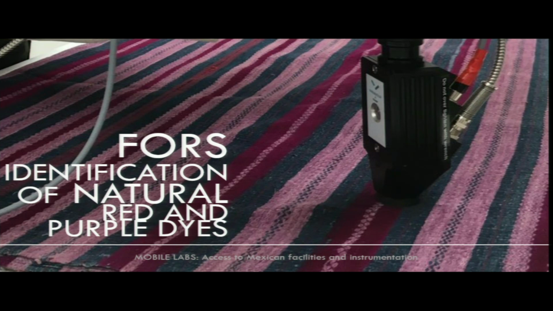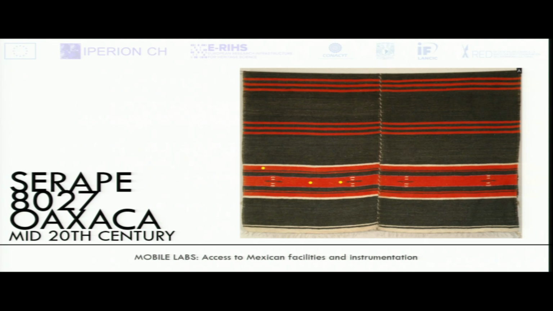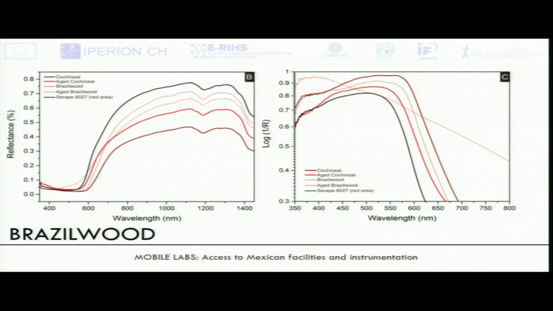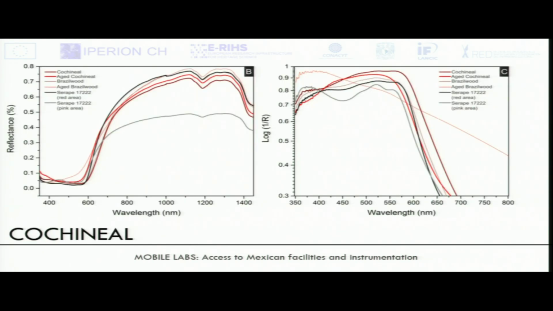And this is part of what we did only on textiles. We studied a set of historical textiles here in Mexico City. And we were able to identify not only cochineal but also Brazilwood. It's another red dye that sometimes is difficult to differentiate. It was very easy with FORS because we have this characteristic spectra.